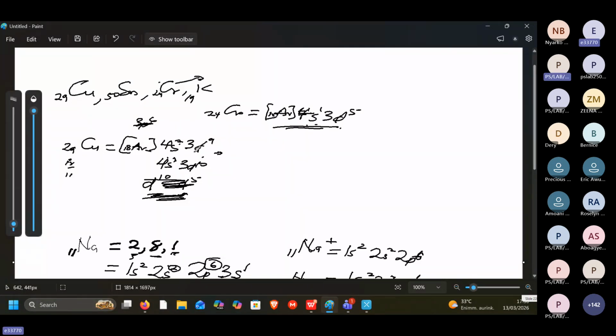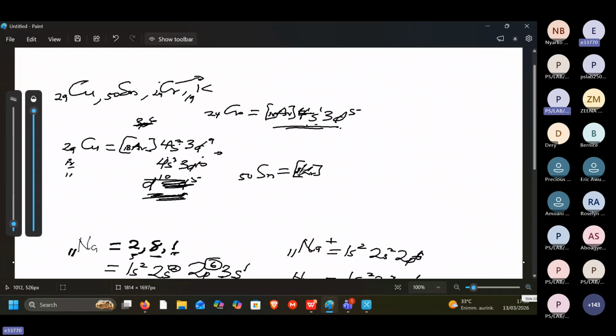Now, how about tin? Tin is number 50. Which noble element comes before that? I think krypton can be that. And krypton is number 36. So if I take that out, how many are left? We'll be left with 14.